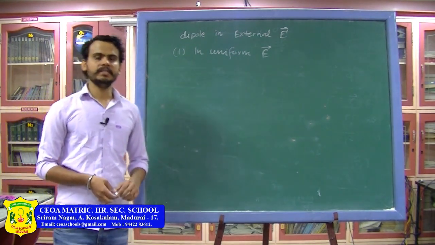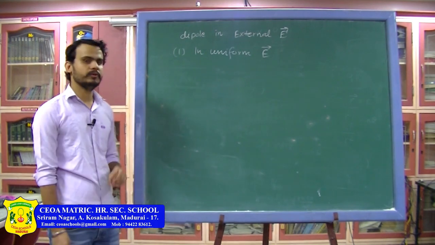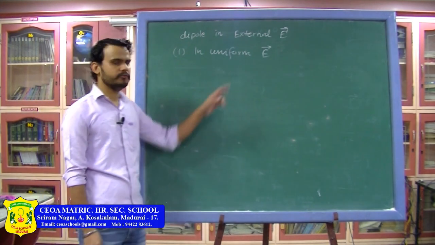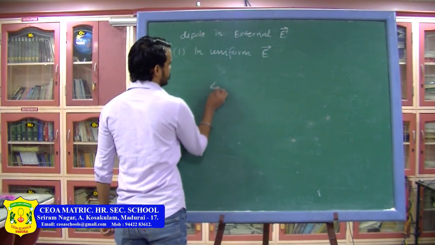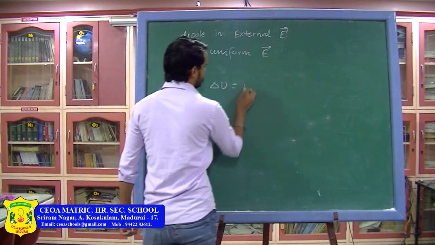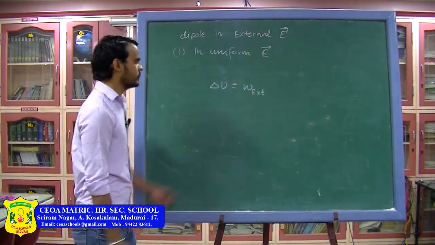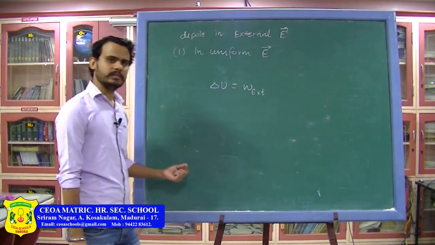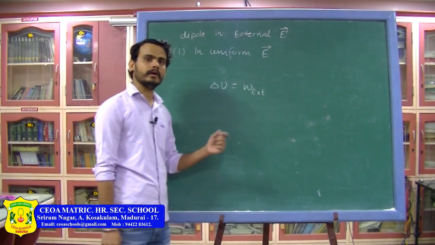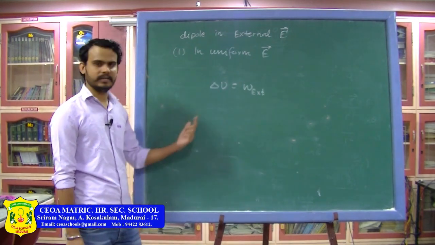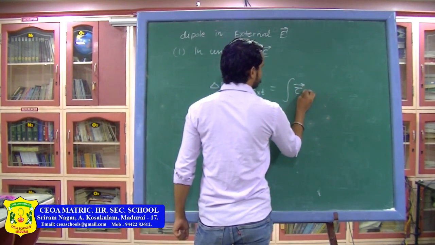So now that we have seen the force on the dipole and the torque on the dipole, now let's talk about the potential energy of the dipole in an external uniform electric field. So the change in potential energy can be written as work done by the external force. Here net force is 0, but there is torque. So here the work done by the external agent will be opposite to the torque applied by the electric field. So work done can be written as integration of tau dot d theta.